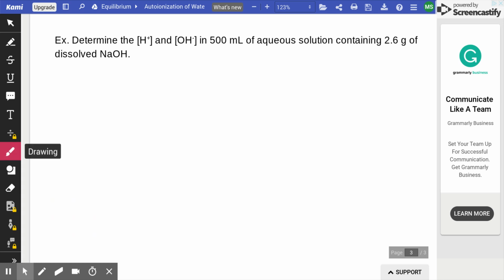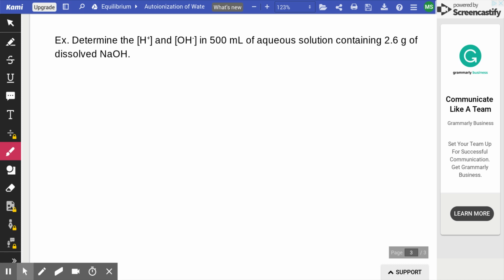All right, this is part C video lesson for autoionization of water. And we're going to look at this last example where we're determining the hydrogen ion concentration and hydroxide ion concentration in 500 mL of aqueous solution containing 2.6 grams of dissolved sodium hydroxide. So there's a lot of information in this problem.